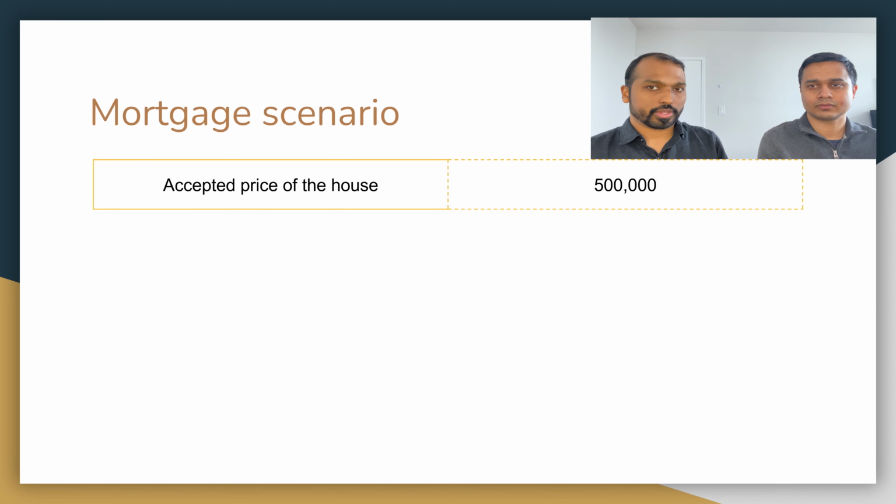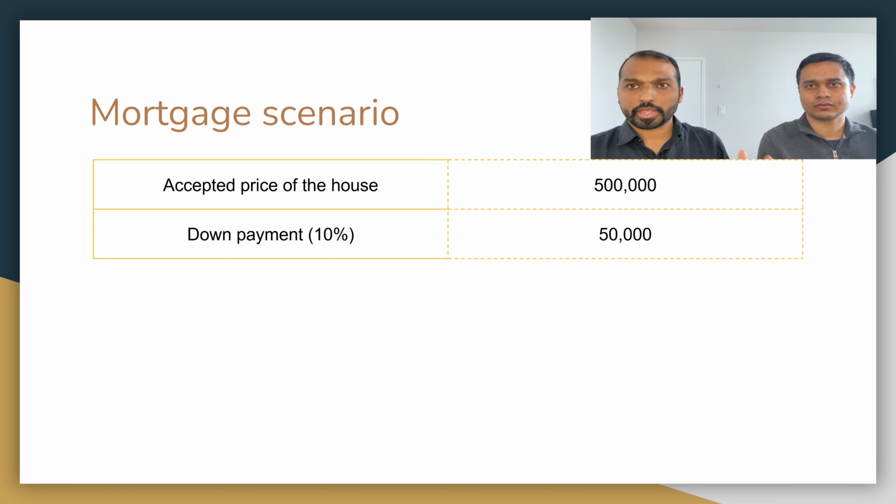Now, the next step to that is deciding how much you want to pay as a down payment to this home. Typically, in most scenarios or in most countries, the rule is that you need to have at least 5% of the price as down payment. So that's the minimum. But let's say you have some more cash that you have access to, and you decide to put 10% of the price as down payment. So that works out to be about $50,000, and you have that cash and you're ready to put that as a down payment.